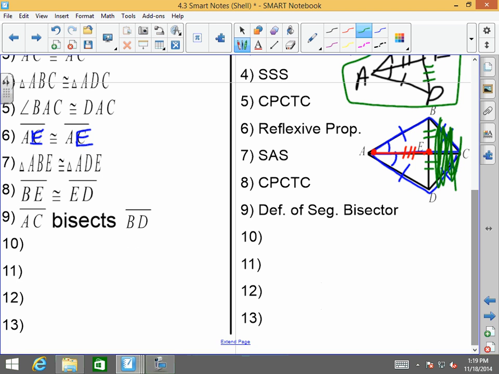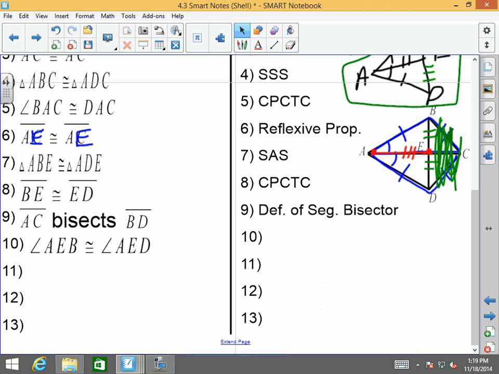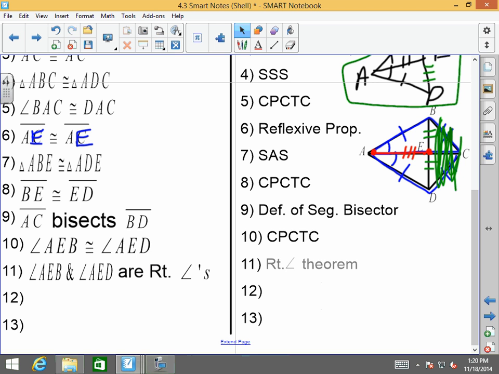There it is. Angle AEB is congruent to angle AED, CPCTC. Now that we know that angle AEB is congruent to AED, you can look at it and you know they're supplementary. So what do we know about angle AEB and AED? They're right angles because of the right angle theorem. What's the next one then? AC is an altitude to BD, or is perpendicular to BD. I would accept either one. Why? Definition of perpendicular lines.